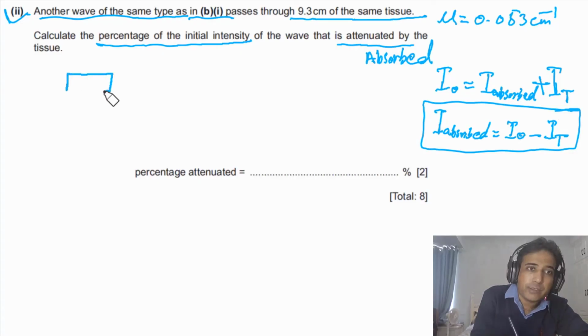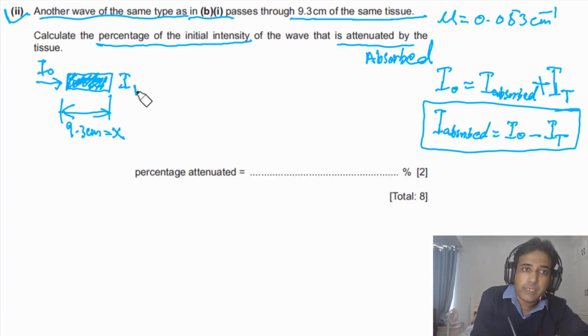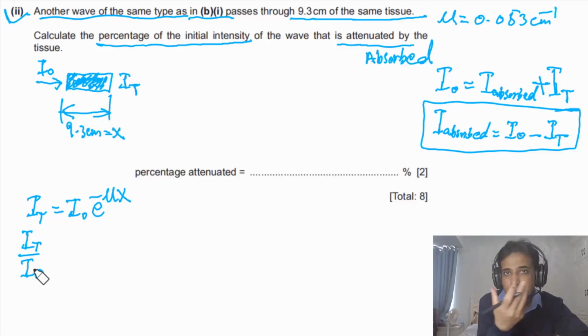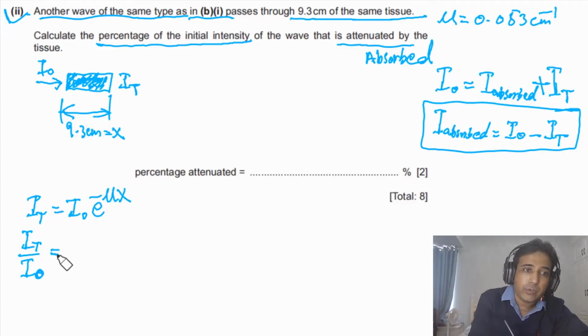First of all, we can draw this tissue, and the thickness of the tissue is given to us as 9.3 centimeters. So this is the value of x. This is the intensity of the incident wave I naught, and the intensity of the transmitted wave, let's say, is IT. So IT has to be equal to I naught e to the power of negative mu x. So IT over I naught, the fraction of initial intensity transmitted, is equal to e to the power of negative mu x.